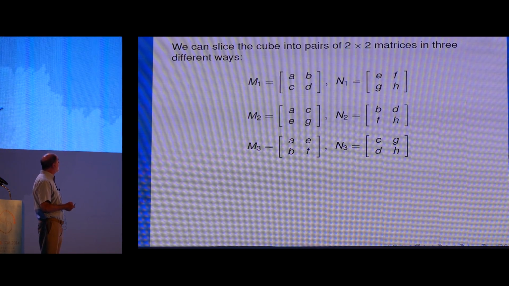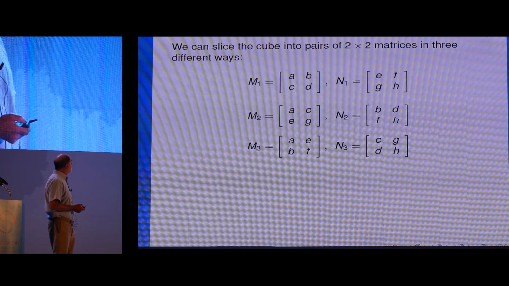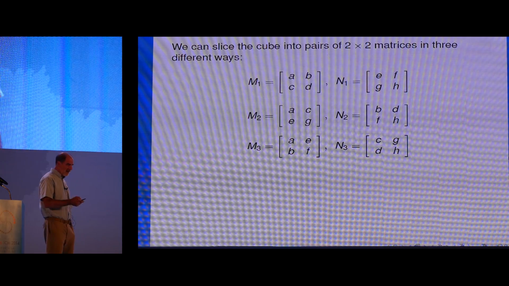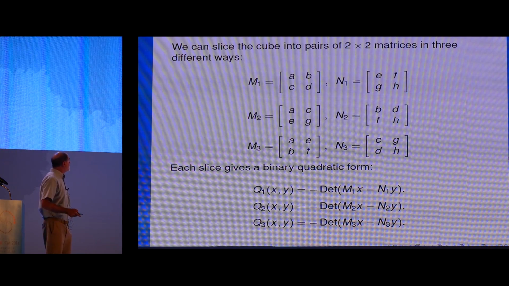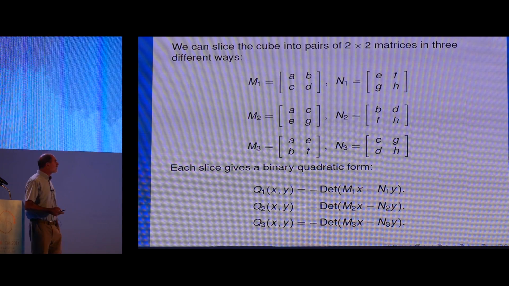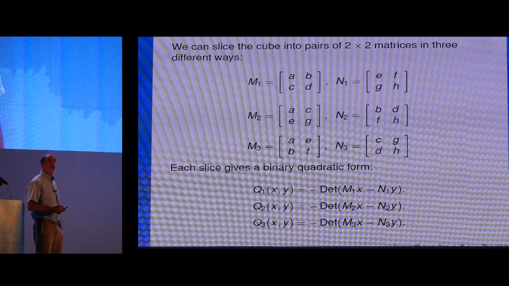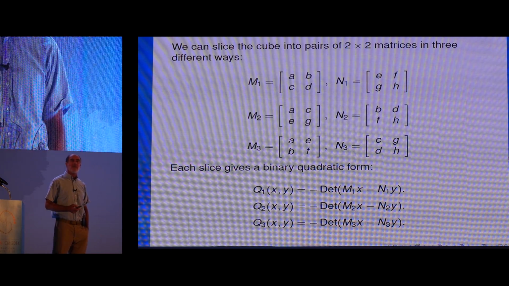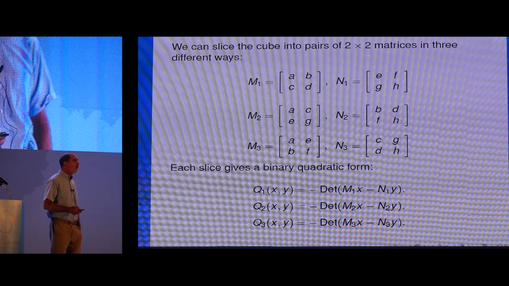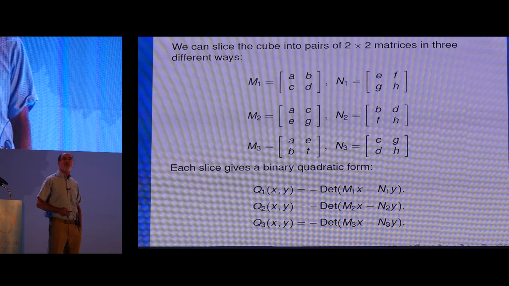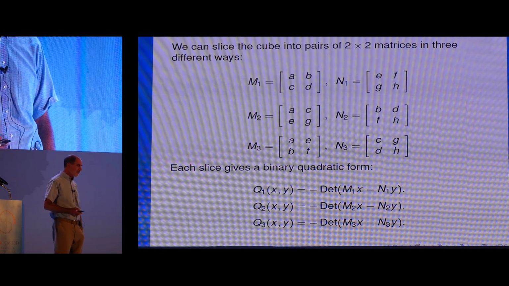Here they are. Here's the front, back, the right, left, top, bottom. And to a pair of 2x2 matrices, you can make a binary quadratic form by taking these determinants. m1x minus n1y. Take the determinant of that. That gives you a quadratic polynomial in x and y with integer coefficients. And so, from a vector in the cube, you get 3 binary quadratic forms with integer coefficients.